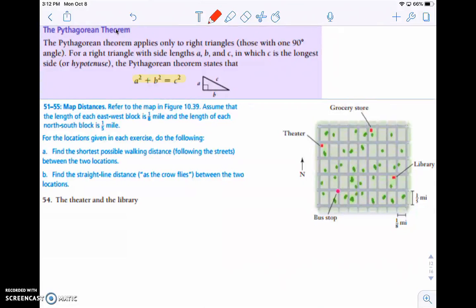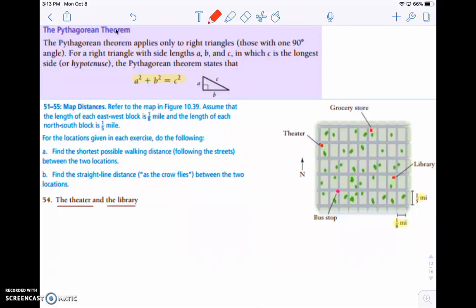So let's suppose that you've got this very generic map over here, and when we're going north and south, each block is 1/5 of a mile. For going east and west, those blocks are 1/8 of a mile. We want to find the shortest possible walking distance where you have to follow the streets, going from the theater to the library.